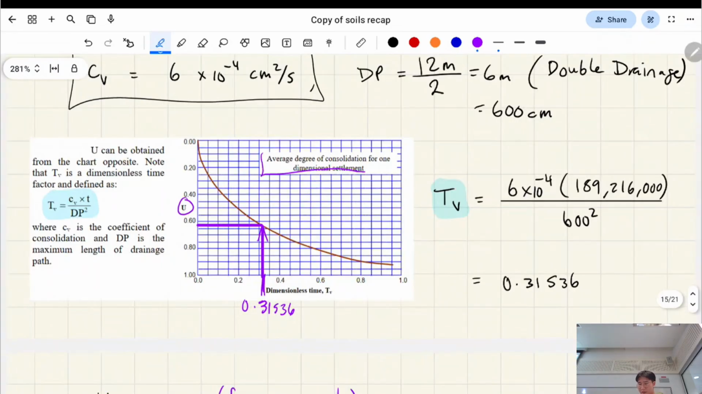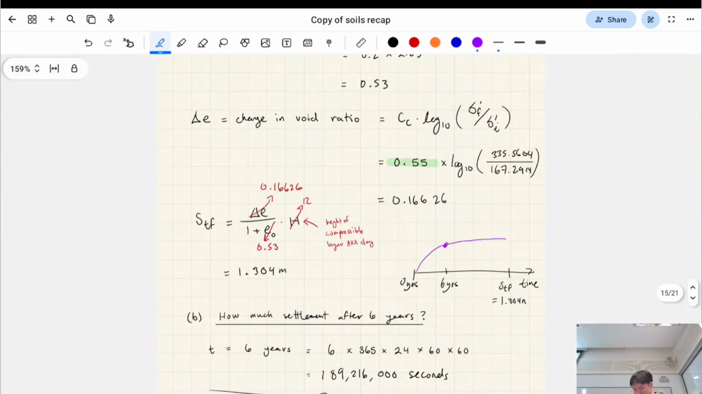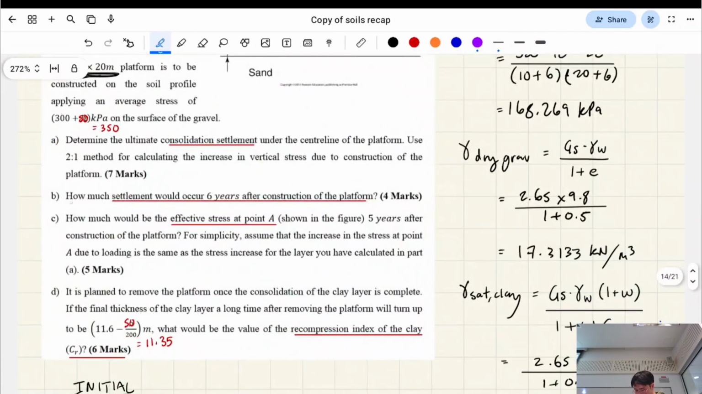So U is the average degree of consolidation for one dimensional settlement. This is one of the two methods that we use to calculate rate of consolidation, aka getting U, right? But it's what the question asks. I should probably show you the question actually. So question B. Okay, my bad. Basically, if the question words it kind of generally, use the average degree of consolidation. But if the question, which we'll see the other method in a second, says we care about a certain point, we have to use our other method.